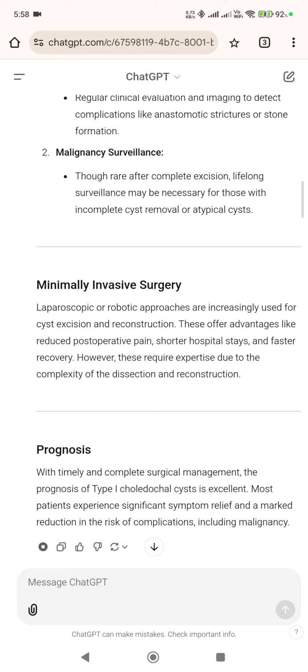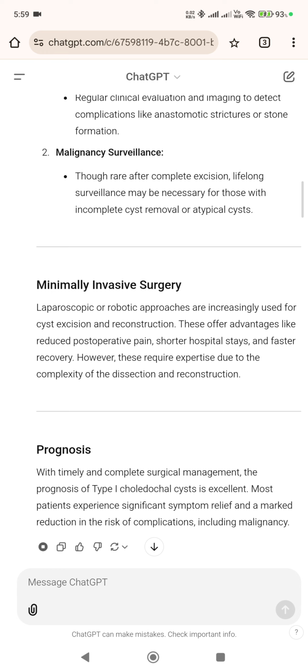Minimally invasive surgery. Laparoscopic or robotic approaches are increasingly used for cyst excision and reconstruction. These offer advantages like reduced postoperative pain, shorter hospital stays, and faster recovery. However, these require expertise due to the complexity of the dissection and reconstruction.